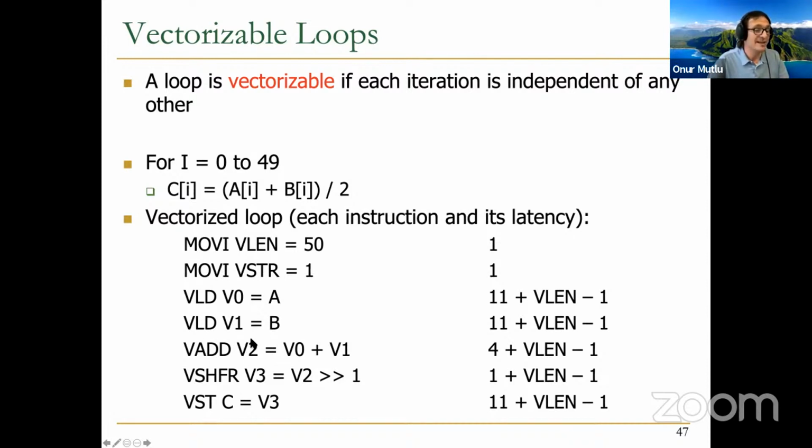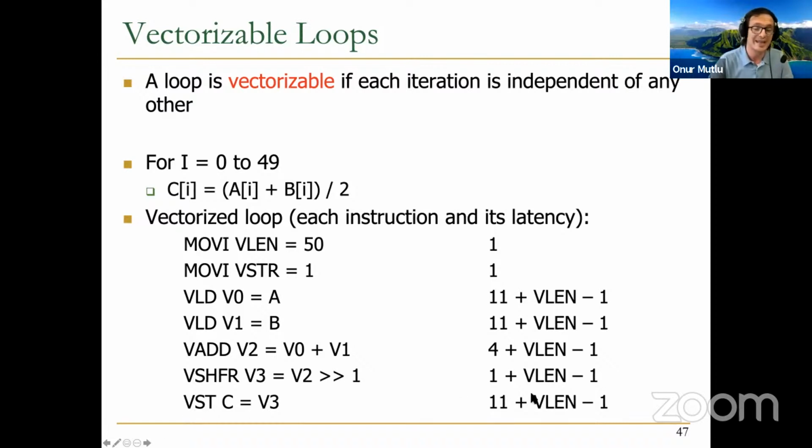And then you have vector add. Basically, you add 2 vectors and do it element-wise. The first element is added after 4 cycles, and each remaining 49 pairs of elements are added in consecutive cycles after that. And then you do the shift. You can see that these are dependent on each other. You take V2 and shift right by 1. The first result comes after 1 cycle, and then the remaining results for different elements come after 49 consecutive cycles, 1 by 1, each cycle.